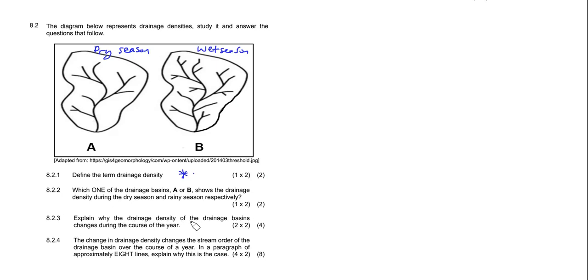Explain how the drainage density of the drainage basin changes during the course of the year. So we're just talking of changes. We're just talking about what happens in dry season, because over the course of the year we've got dry season and wet season. What really happens? Okay, let's look at what happens.